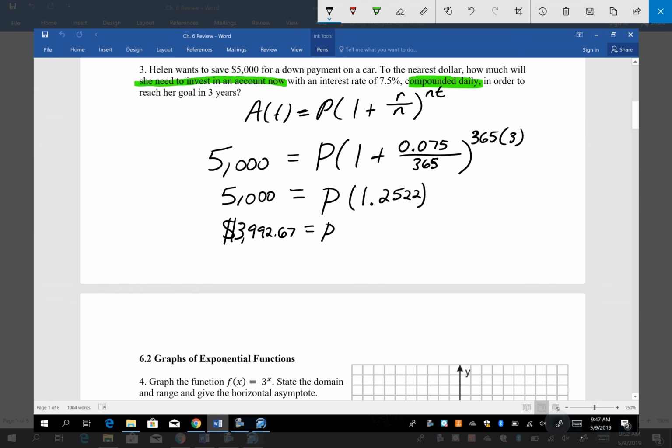3,992.67, so 3,000. Basically, to be safe, what would I tell Helen to go to the bank and put this money in? I tell her 4,000. Giuseppe's right, since this is so close.